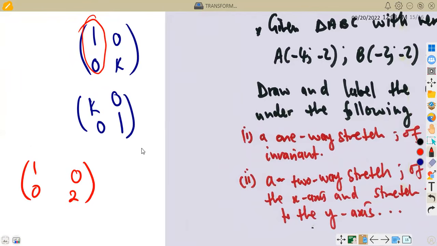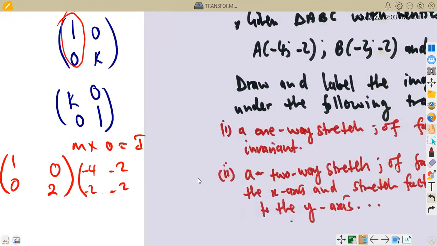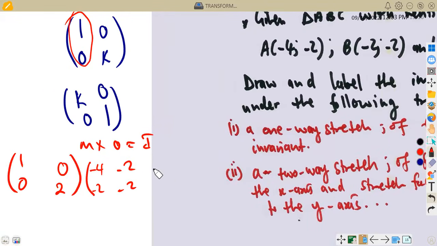So matrix times object should give us the image, just like that. You write your object, which is A(-2, -4), B(-2, 2), and C(-2, 4).